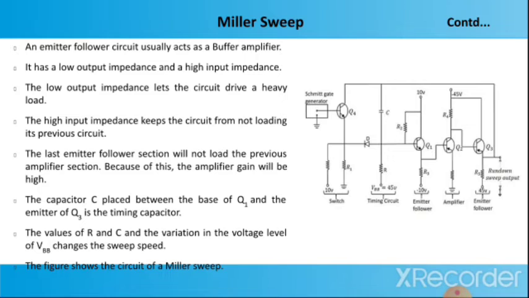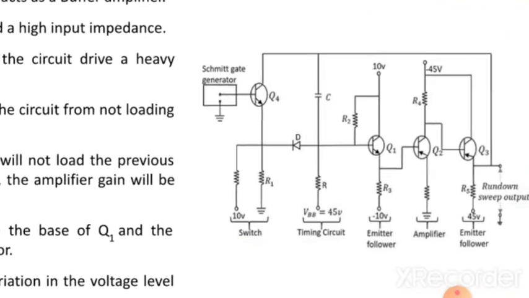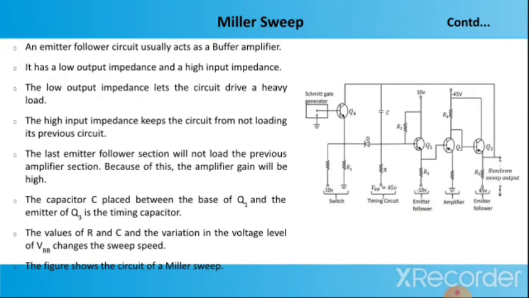The capacitor C here, placed between the base of Q1 and the emitter of Q3, is the timing capacitor. The values of R and C and the variation in the voltage level of VBB change the sweep speed. The figure shows the circuit of a Miller sweep.